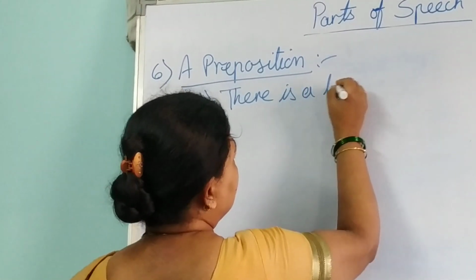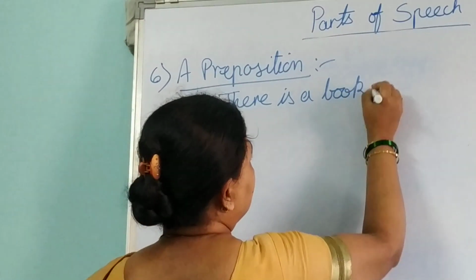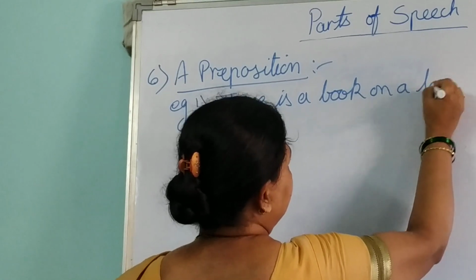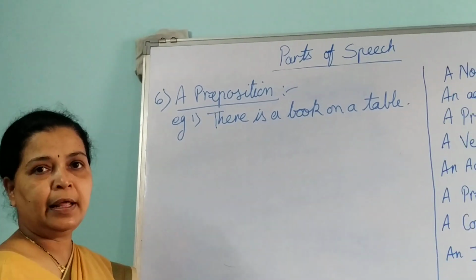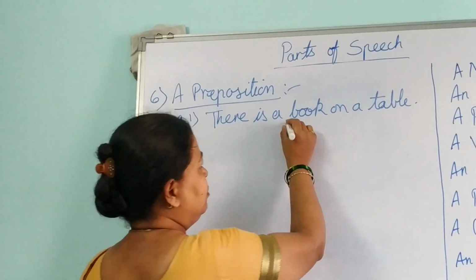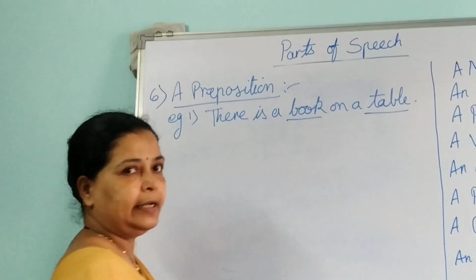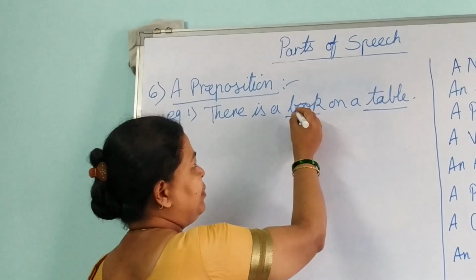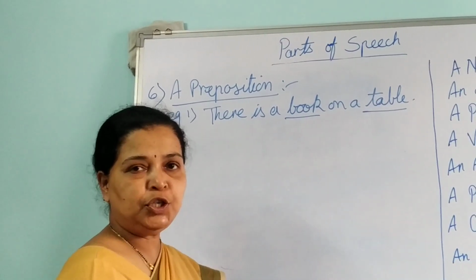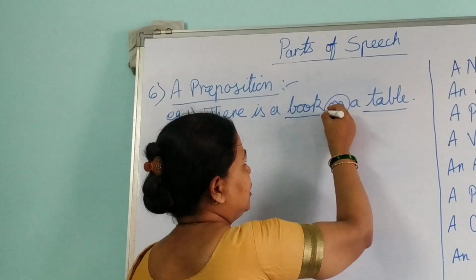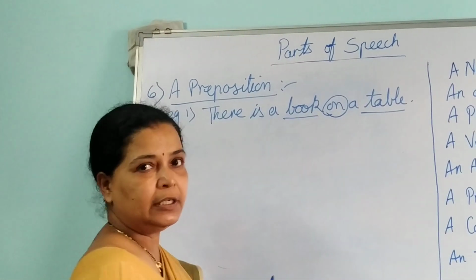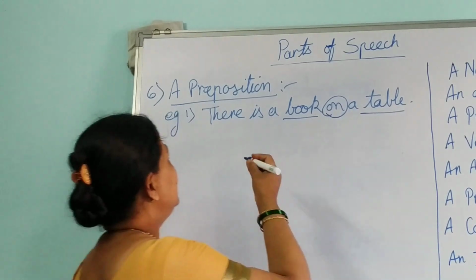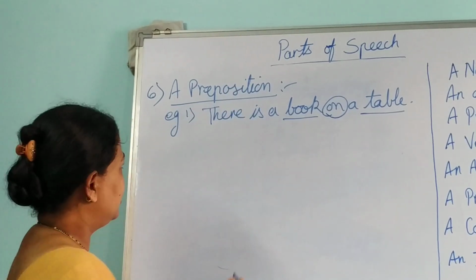There is a book on a table. Now in this sentence there are two nouns, book and table, and the relationship between these two nouns is shown by the word on, that a book is on a table. So on is a preposition. One more example.